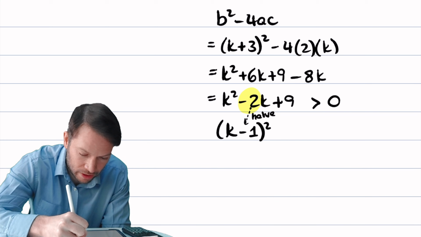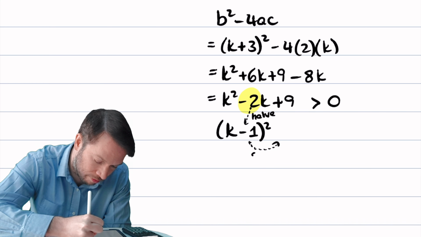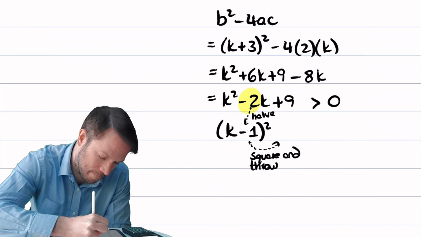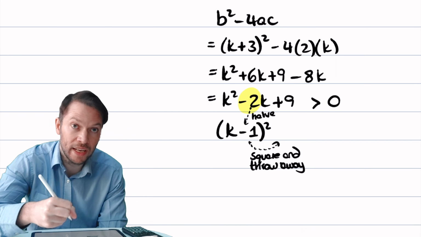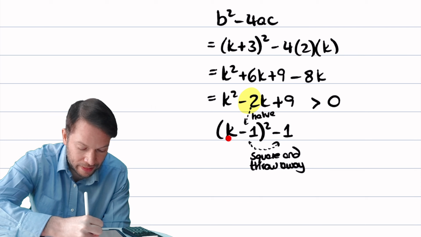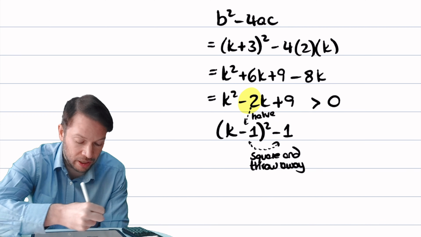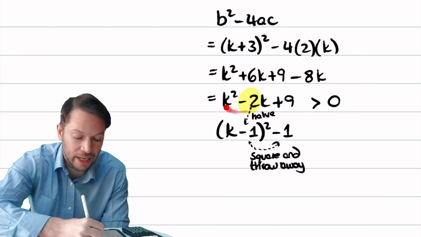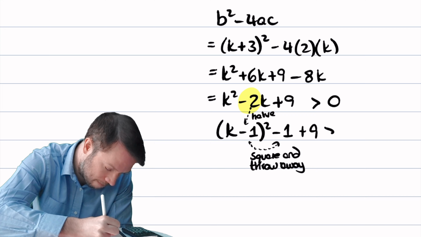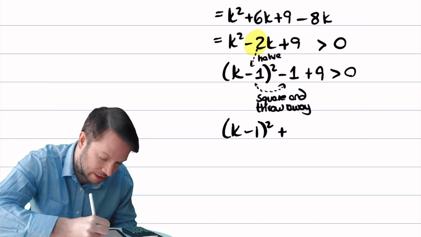And then remember, whatever we've got here, the minus 1, the halved term, we square it and throw it away. So we square and throw it away. So the minus 1 squared is 1. We throw away to get minus 1. And then if you were to expand this out, you get k squared minus 2k plus 1 minus 1. The plus 1 and the minus 1 cancel, and you just get k squared minus 2k as we have here. We've still got that plus 9 on the end, so let's do that. And then let's just simplify. (k minus 1) squared plus 8 is greater than 0.